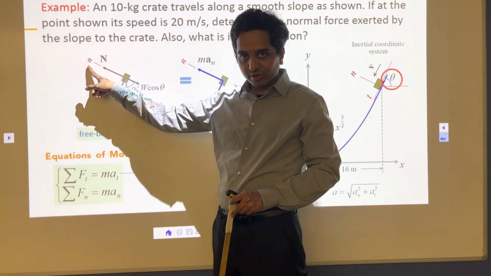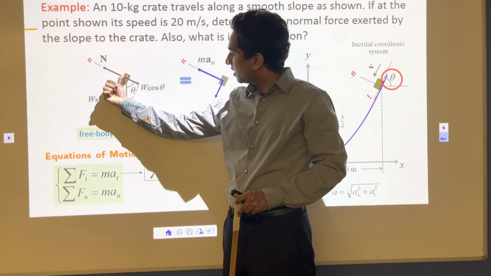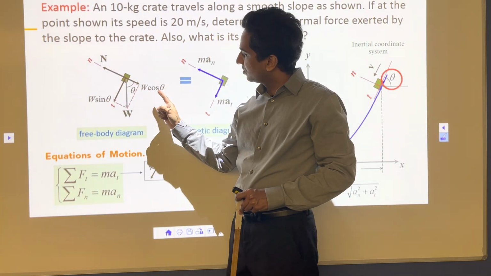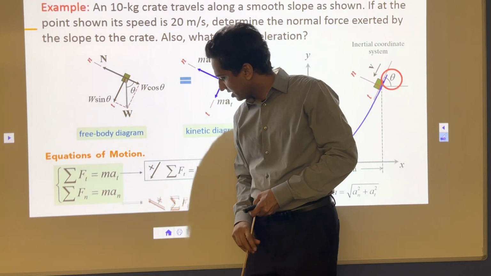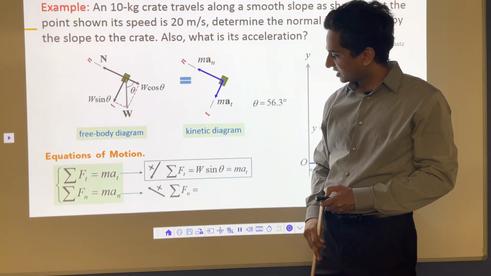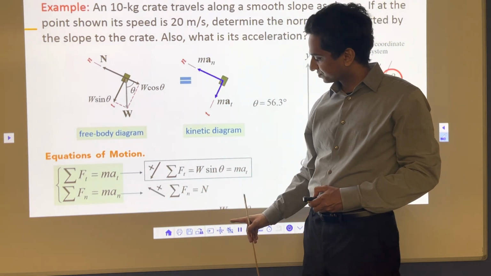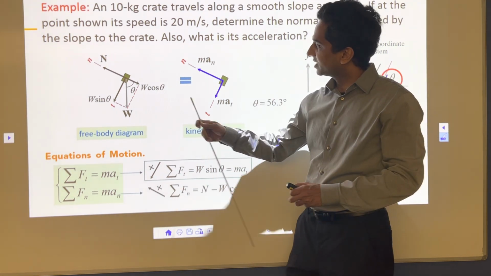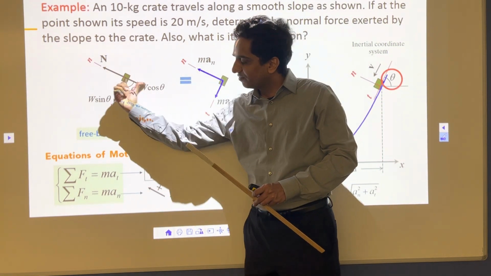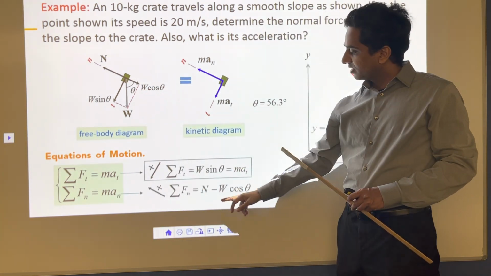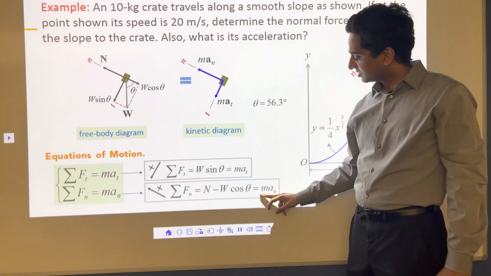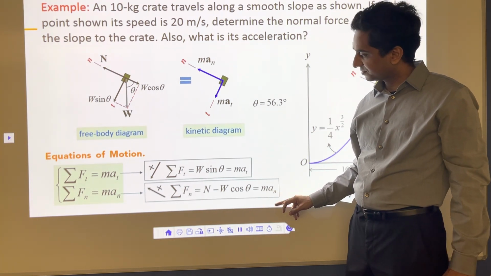Force in normal direction, I have two forces. One normal I have to calculate, that's positive, and opposite of that, w cos theta, that's negative. So I'm going to put that there. All the forces in n direction is normal, positive, minus w cos theta, because that has opposite of normal, which is this direction, is equal to m an, mass into acceleration in normal direction.